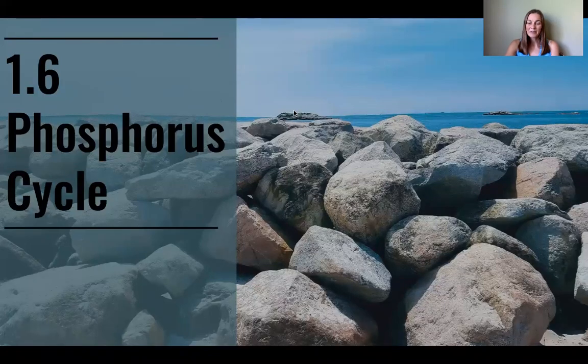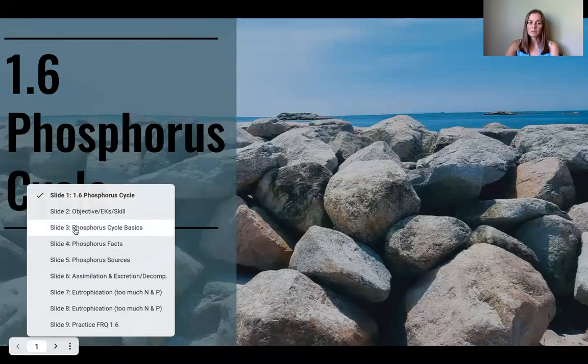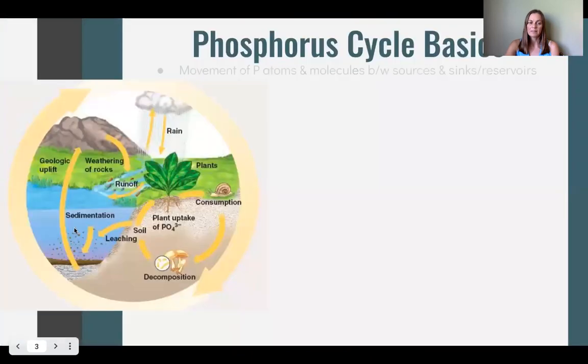So continuing our conversation in our APES flipped classroom, today we're talking about the phosphorus cycle. The phosphorus cycle is one of the four biogeochemical cycles that we need to learn for our test in May. So we're going to continue on with the phosphorus cycle.